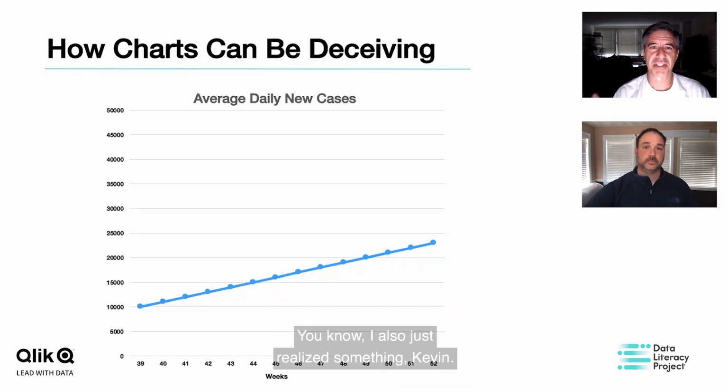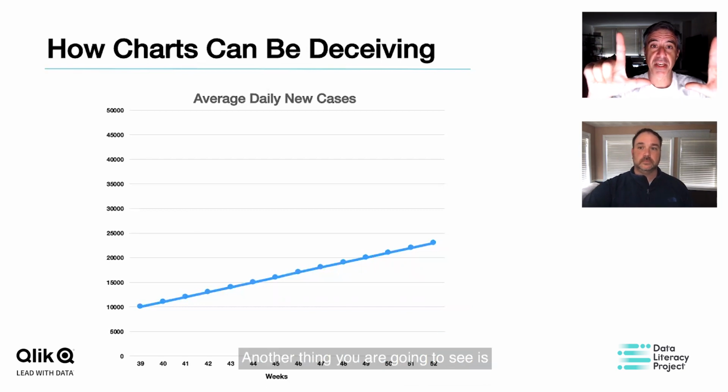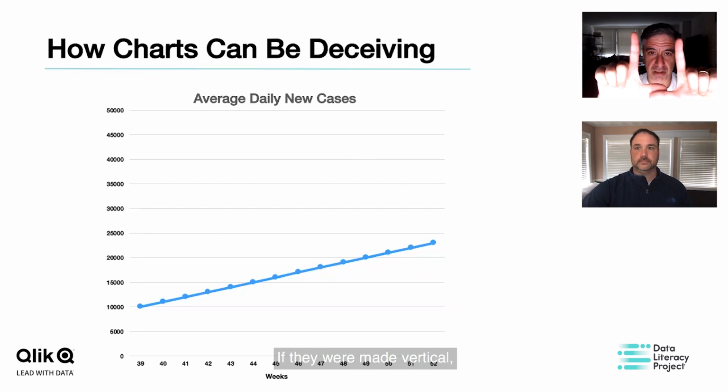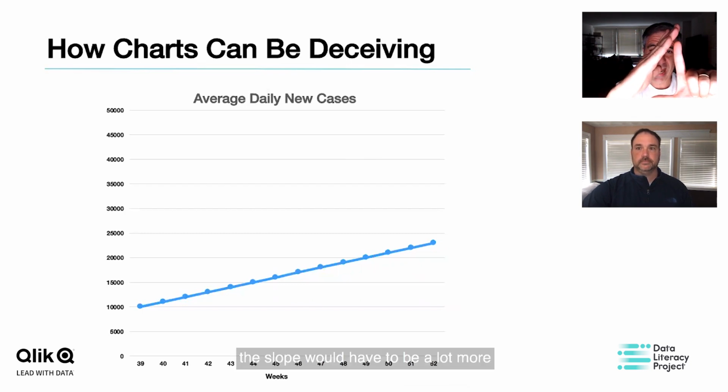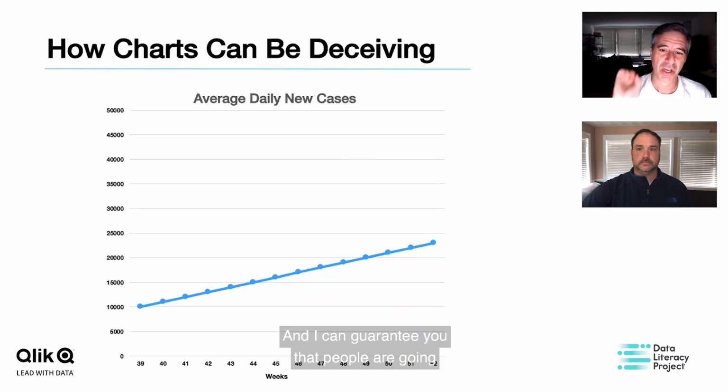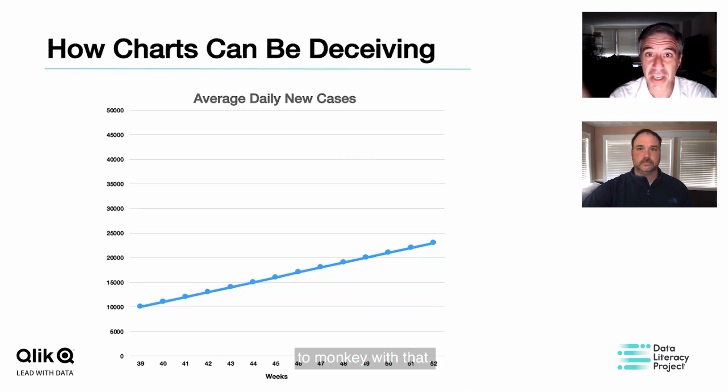You know, I also just realized something, Kevin. Another thing you're going to see is if those charts are horizontal, the slope is going to appear less. If they were made vertical, the slope would have to be a lot more because it would be squished that way. And I can guarantee you that people are going to monkey with that.